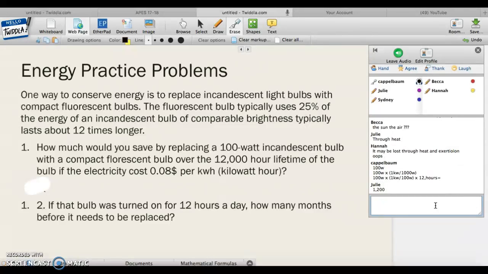Perfect. So now you have your 12,000 kilowatt hours, and in order to get cost, you're going to multiply your hours by your cost, which is 0.08. So how much would it cost to run your incandescent light bulb for your 12,000 hours?